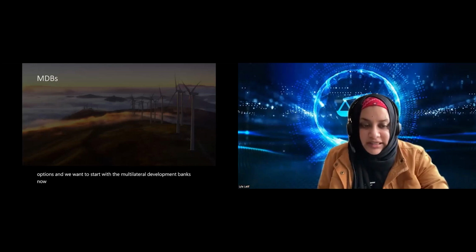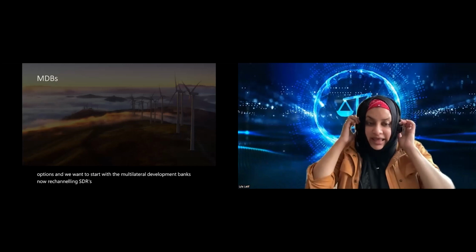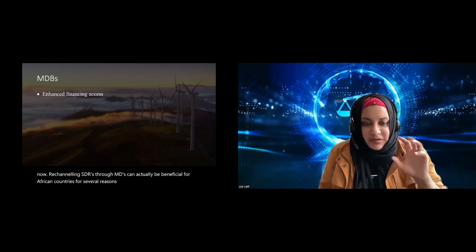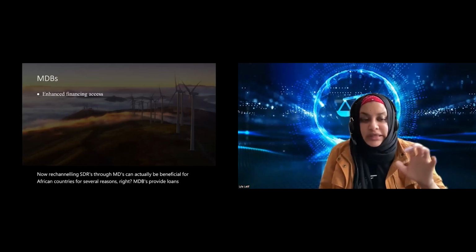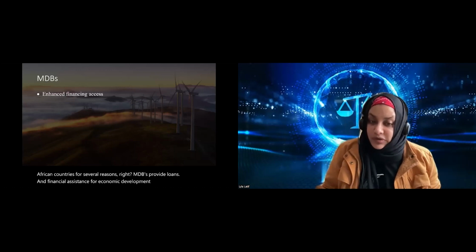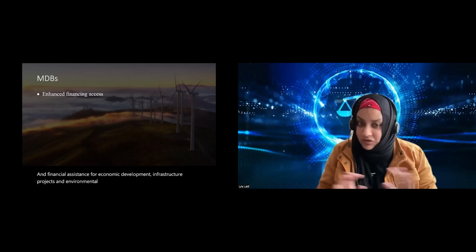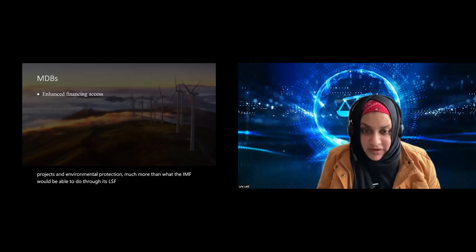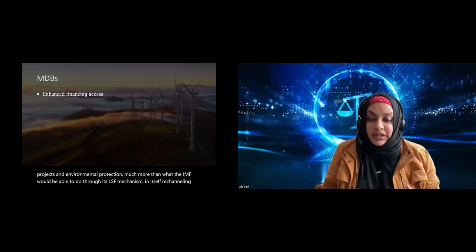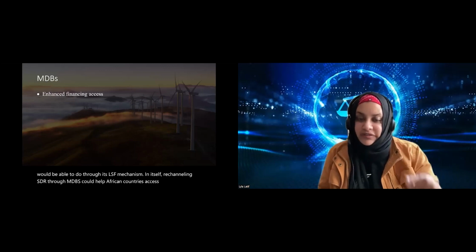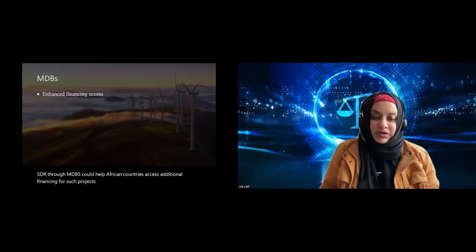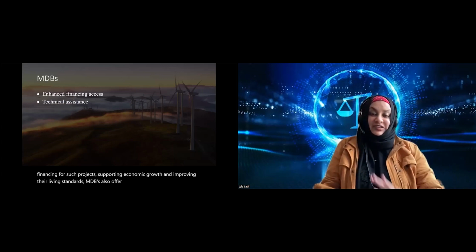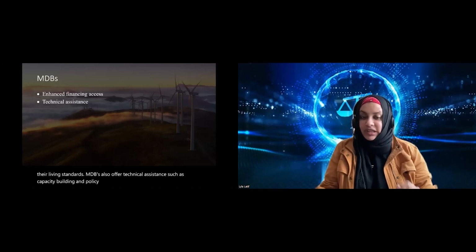Now, rechanneling SDRs through MDBs can actually be beneficial for African countries for several reasons, right? MDBs provide loans and financial assistance for economic development, infrastructure projects, and environmental protection, much more than what the IMF would be able to do through its LSF mechanism in itself. Rechanneling SDRs through MDBs could help African countries access additional financing for such projects, supporting economic growth and improving their living standards. MDBs also offer technical assistance, such as capacity building and policy reform support to their member countries.